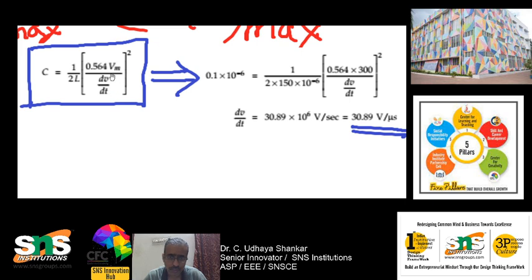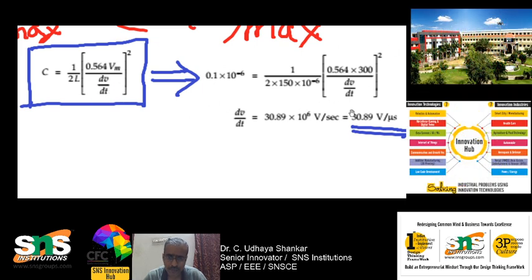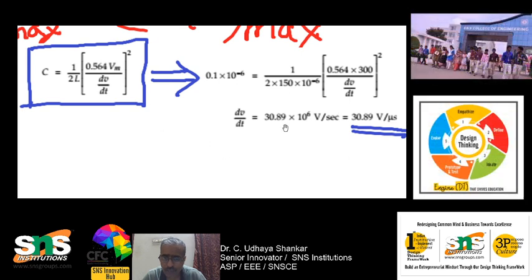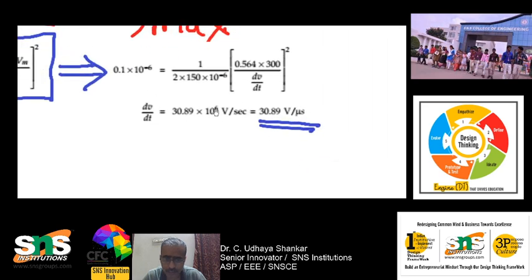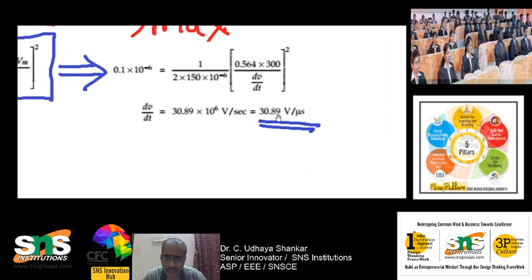And similarly, what we want to find is the value of dV by dt. So from this we just rearrange this equation. Finally we get the expression for dV by dt, and solving it we get this. The only unknown is dV by dt. So we will be getting the final value as 30 into 10 power 6 volts per second, or 30.89 volt per microsecond.